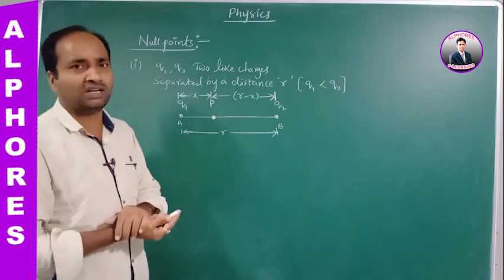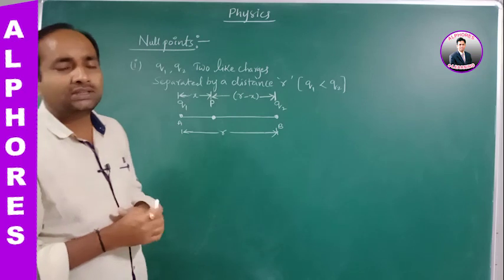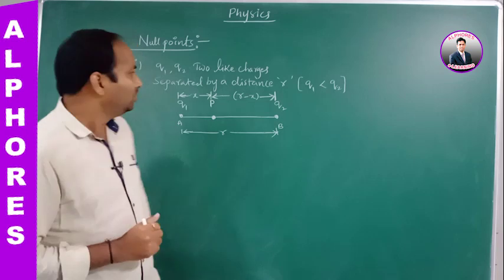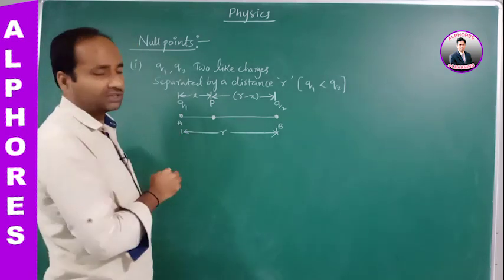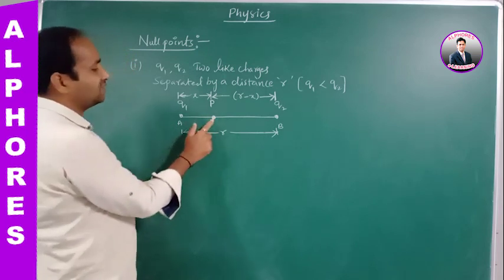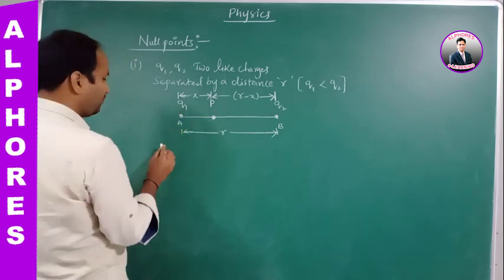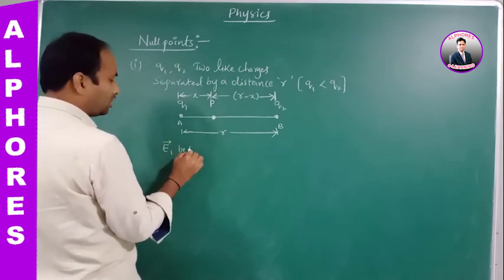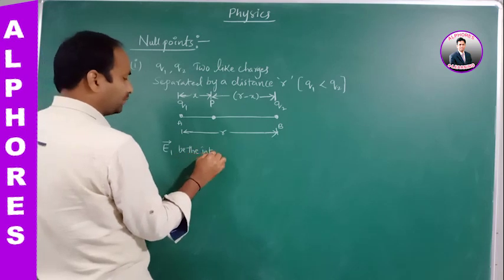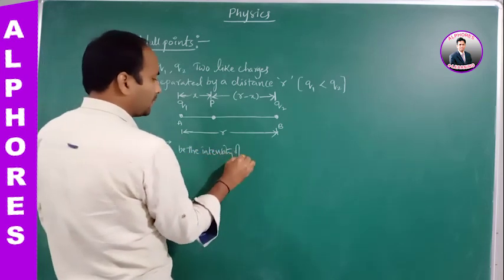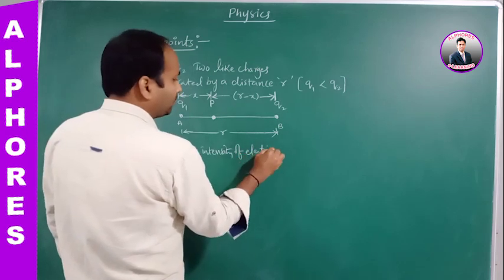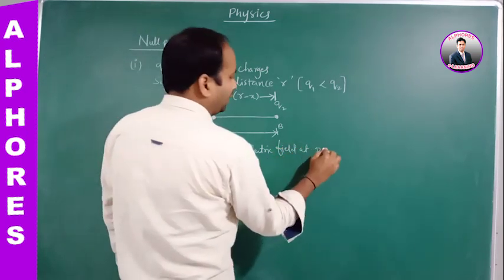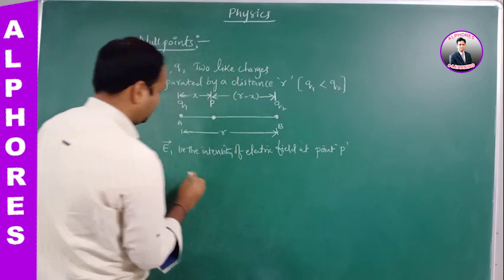Now we need to find the x value here. What does null point mean? The point at which the resultant intensity of electric field becomes 0. This is a positive charge. Now we should calculate the intensity of electric field by this Q1 charge. Let E1 bar be the intensity of electric field at point P due to the Q1 charge.